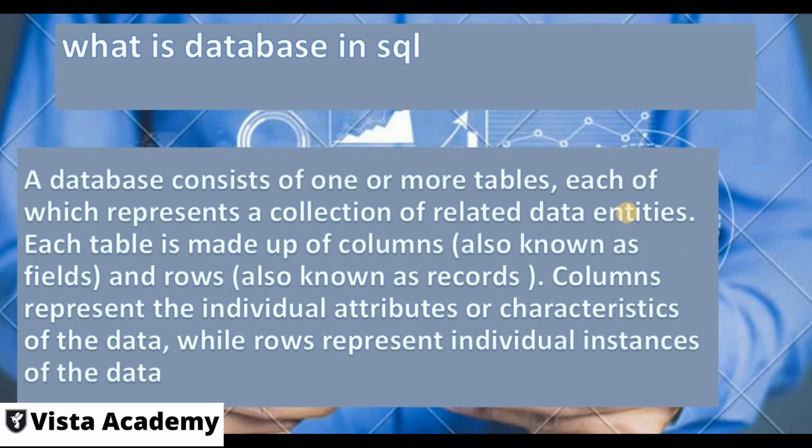A database consists of one or more tables, each of which represents a collection of related data entities. Each table is made up of columns, also known as fields, and rows, also known as records. Columns represent the individual attributes or characteristics of the data, while rows represent individual instances of the data. So our table is divided into columns and rows, where a row is our record and columns represent our individual attributes, like what type of data will be there and how the data behaves. All these things will be given there.